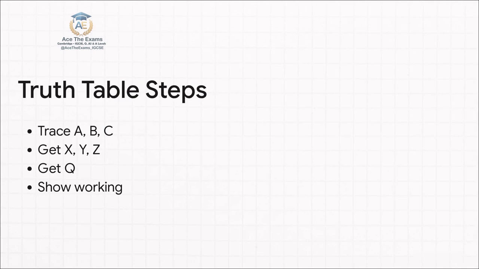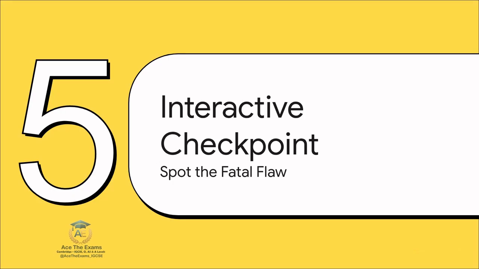The mark scheme literally demands that you show your working area clearly. You have to sequentially trace inputs A, B, and C, then calculate those intermediate outputs X, Y, and Z. Only then do you determine the final output Q. Processing the logic gates sequentially, rather than just guessing the final output, is the only way to make sure you don't drop a vital mark in some massive cascading error. Show every step. Let's take a quick breather for Section 5, the interactive checkpoint.